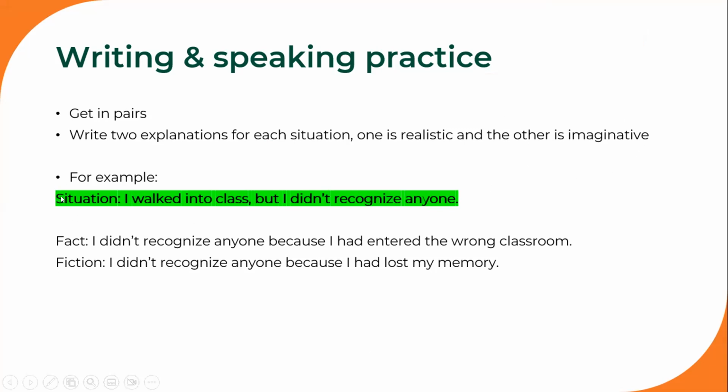For example, I have one situation here. I walked into class, but I didn't recognize anyone. Llegué al salón, entré a la clase, pero no reconocí a nadie. Esa es la situación. So I have 2, a fact and a fiction. Fact es la explicación más realista, fact, and fiction es la explicación que ustedes van a dar más creativa, ¿no? O curiosa. So my explanation was, I didn't recognize anyone because I had entered the wrong classroom. ¿Por qué no reconocí a nadie? Porque había entrado al salón equivocado, ¿no? I had entered the wrong classroom. Y la explicación de ficción o creativa sería, I didn't recognize anyone because I had lost my memory, ¿no? Porque había perdido mi memoria. Right? So you are going to use the past perfect to give an explanation to each situation. Okay?